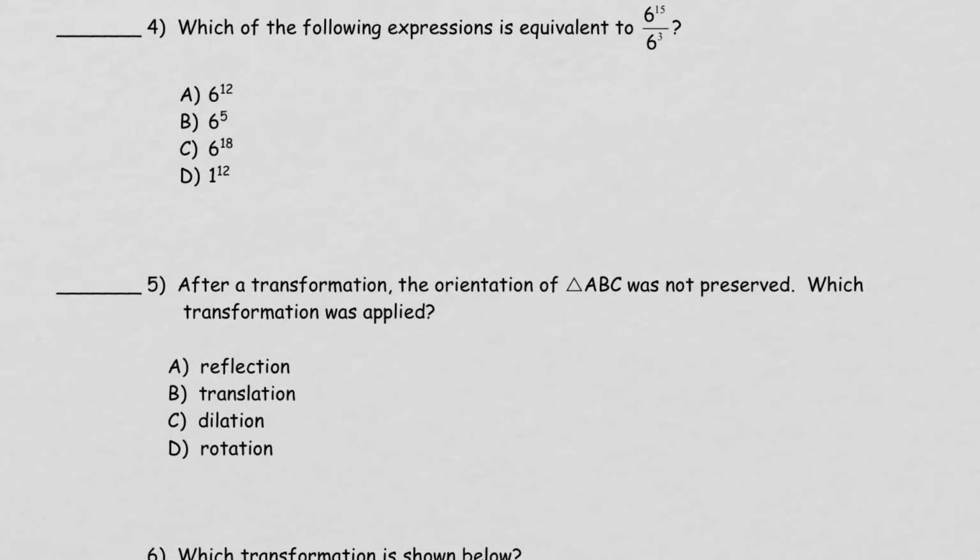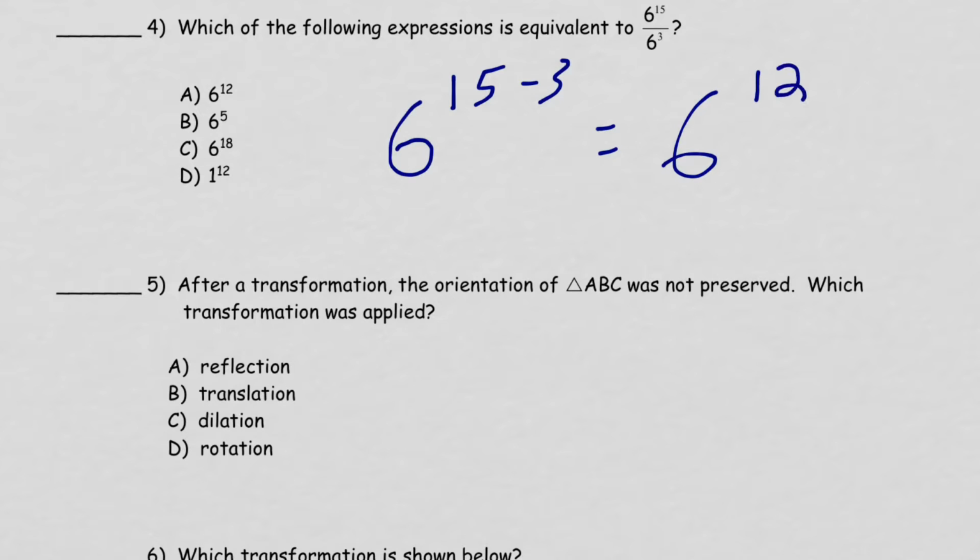Okay, so here we have 6 to the 15th over 6 to the 3rd, same base. So when we have the same base, then we subtract the exponents in order to divide. So it becomes 6 to the 15 minus 3, or 6 to the 12th, which is choice A.